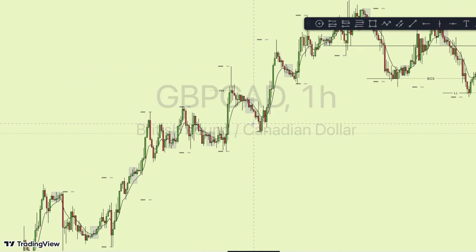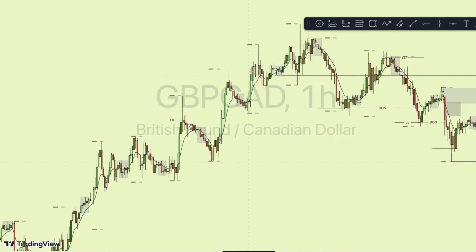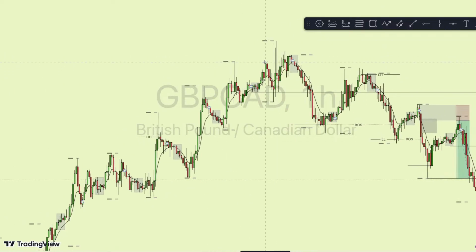Why would we be looking for a sell in a bullish market? It wouldn't make any sense. If we just made a new higher high, and especially we're looking at the hourly time frame, why would we be looking to sell when the market is making higher highs? This is a higher high, this is a higher high, and this one's a higher high.